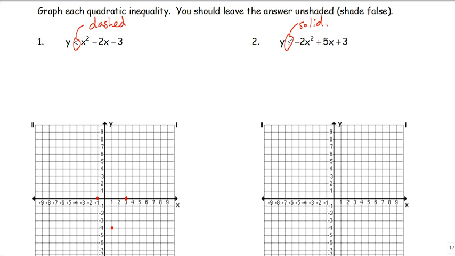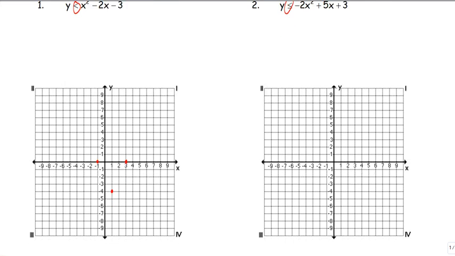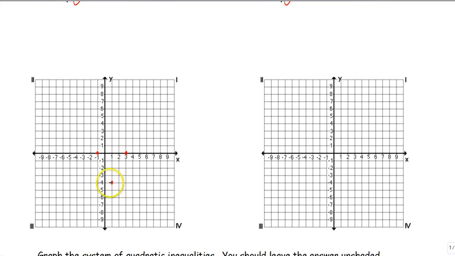Okay? So when you enter this into your calculator, you guys could do that on your own right now. You should get the following points. You should get (1, -4), (2, -3), (0, -3), (4, 5), and (-2, 5). And then the zeros should be at (-1, 0) and (3, 0). So it should look something like that.